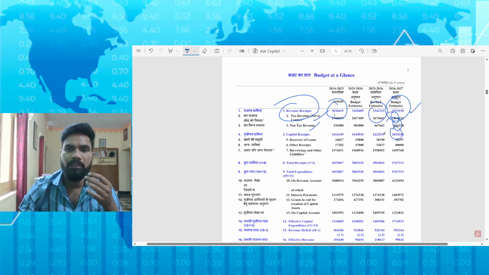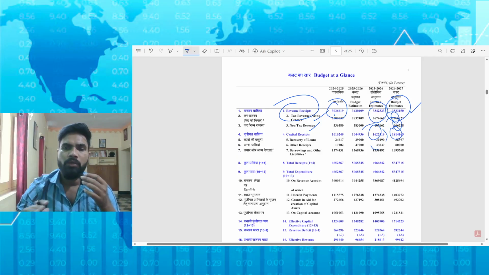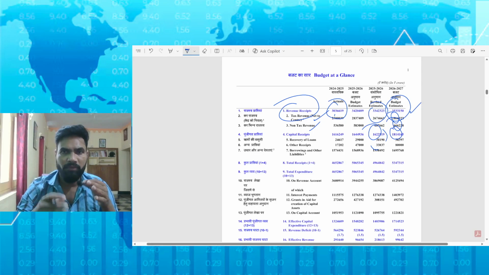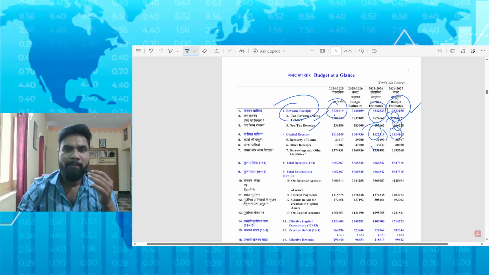Then if you see the capital receipts, budgeted capital receipts are 18 lakh 18,000 crore rupees, whereas the revised estimates for the previous year, 25-26, are 16 lakh 22,000 crore rupees. When I am saying present year, you think 26-27 because we are discussing the 26-27 budget. When I am saying past year, you think about 25-26. So that change you try to accommodate. Then in that, recovery of loans, other receipts, borrowings, etc., you can go through the figures, no problem.